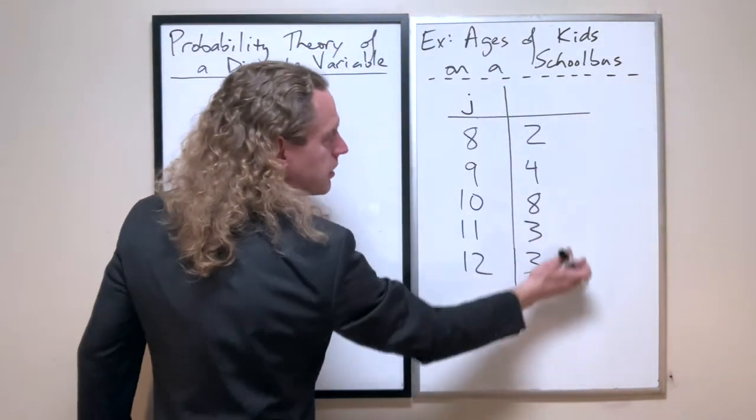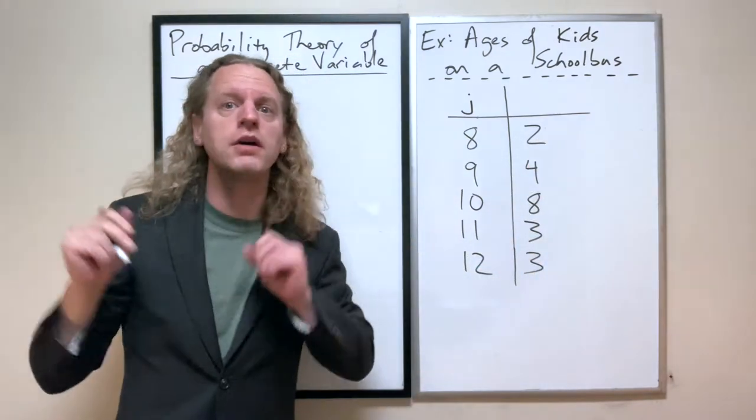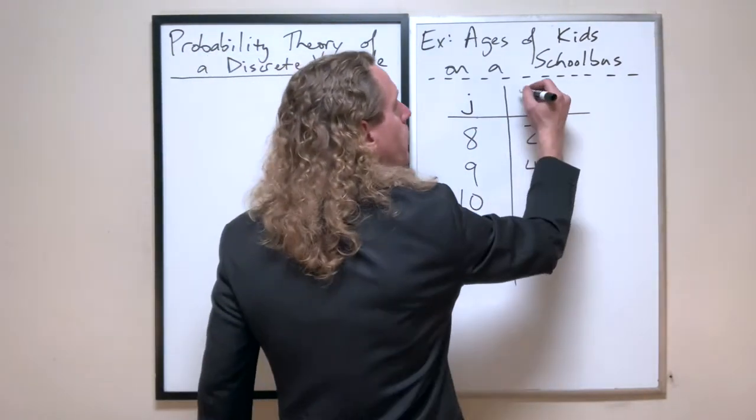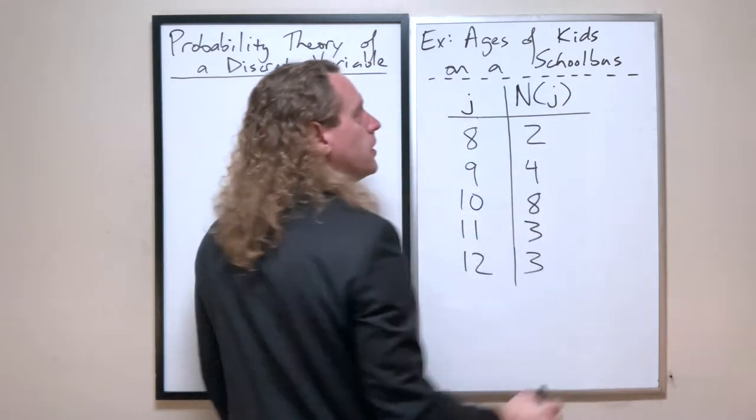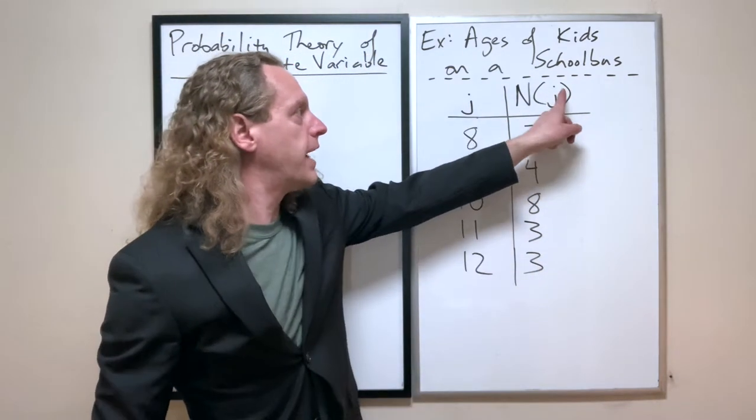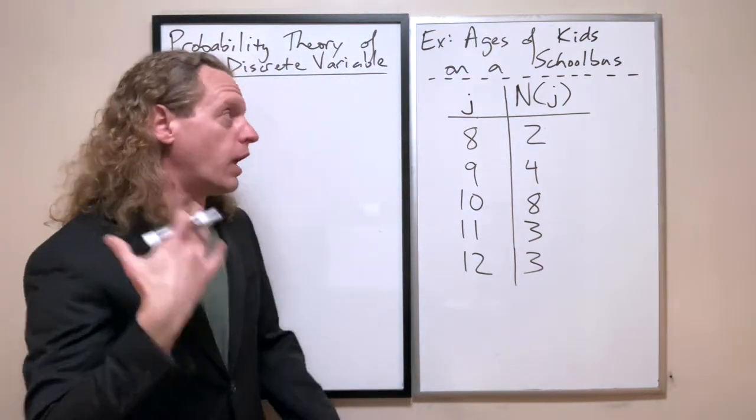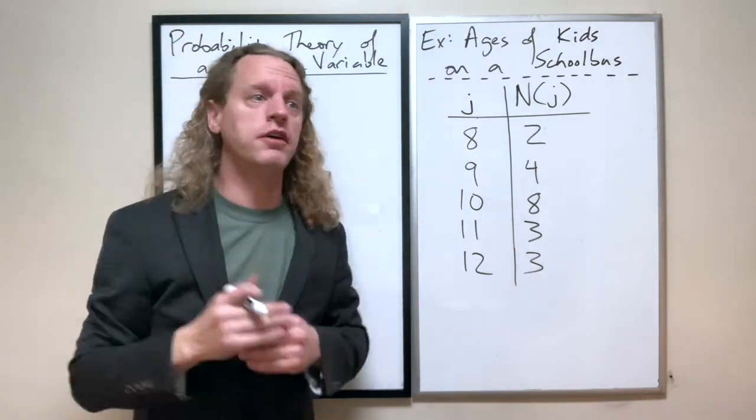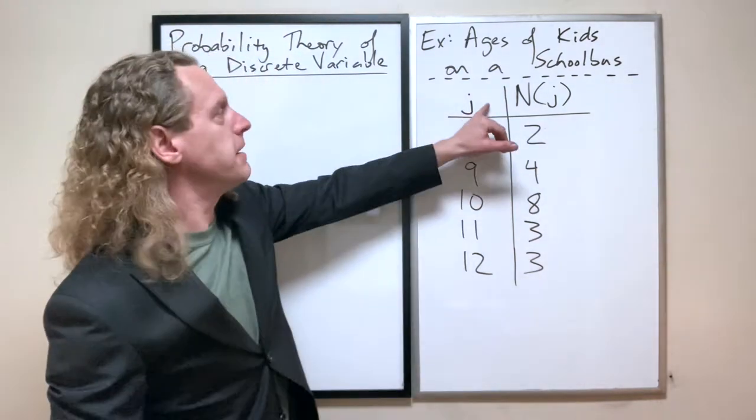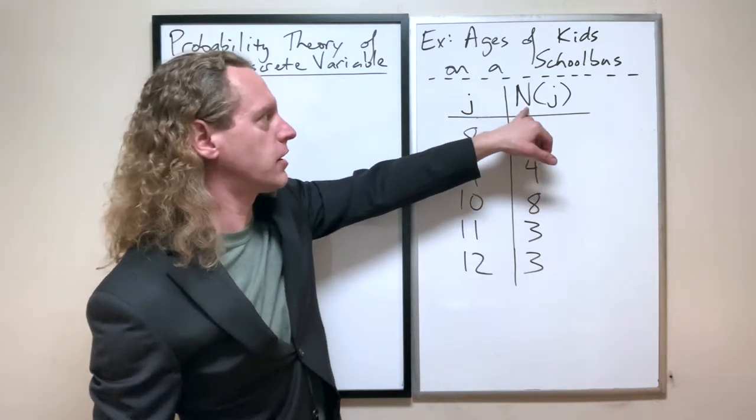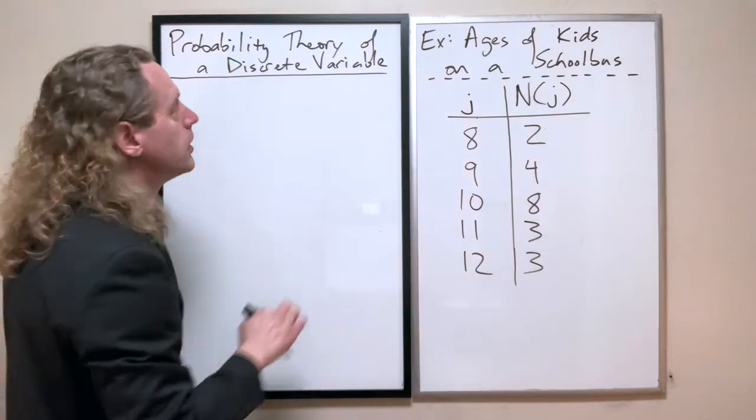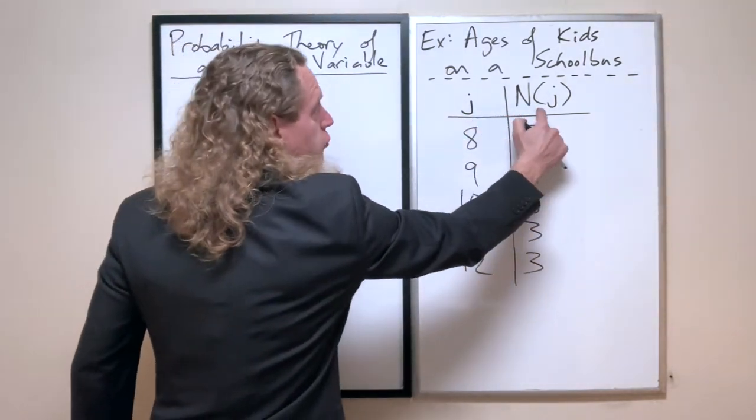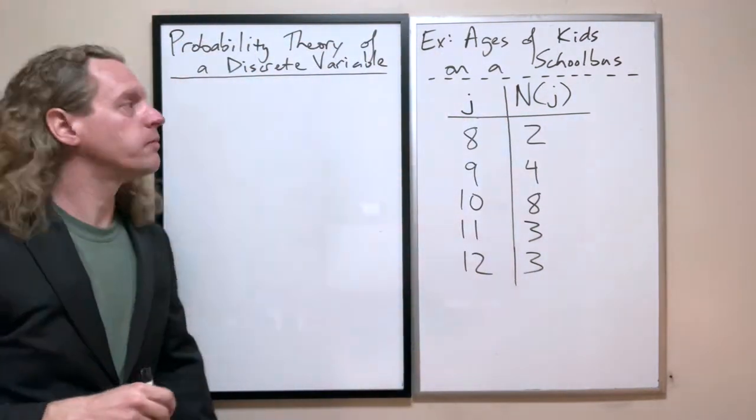And right here, instead of thinking about the number, we're going to think about this a little more generally as a function of that variable, the number of students of that age. So again, we're abstracting just a tad here, but if it helps you, just replace these header columns with the words that I had before. Again, a function of a discrete variable.